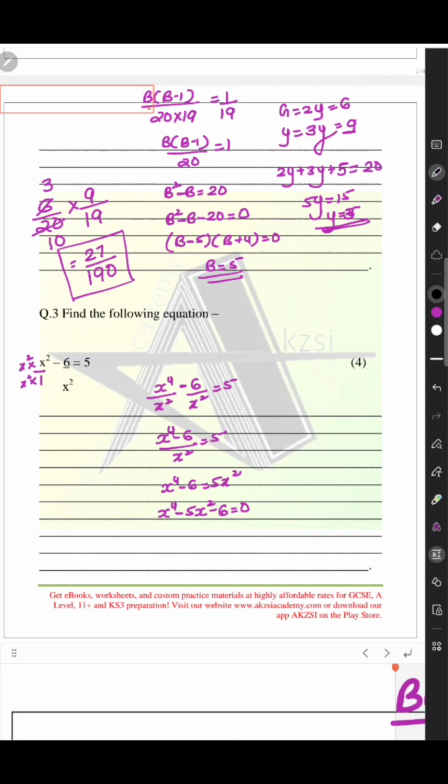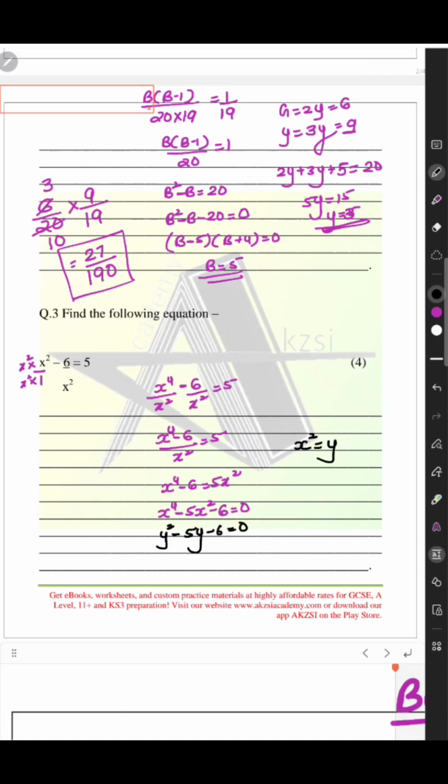This is a hidden quadratic, which means I can say x squared as y. If I replace this, I'll be able to convert it into our regular quadratic. If x squared equals y, then x to the power of 4 will be y squared, obviously, because the square of x squared is x to the power of 4. So the square of y is y squared. So y squared minus 5y minus 6 equals 0.